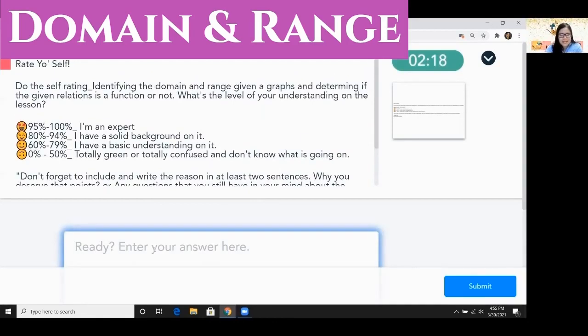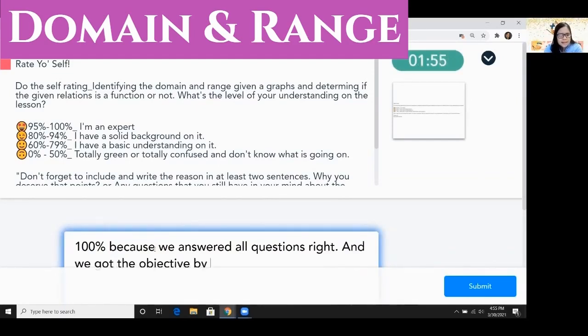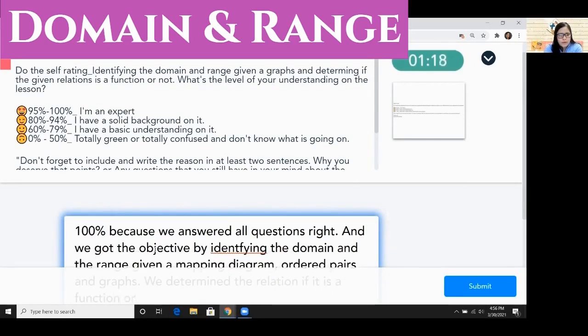We can say, since we did a great job, we can say 100%, because we answered all the questions right. And we got the objective by identifying the domain and the range given a mapping diagram, scattered or ordered pair, and graphs. We also determined the relation if it is a function or not a function. See you again on the next video.